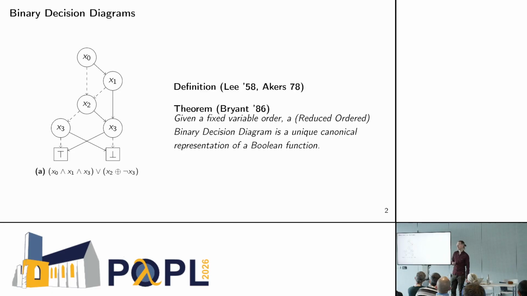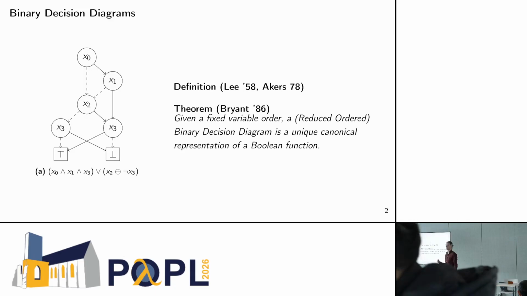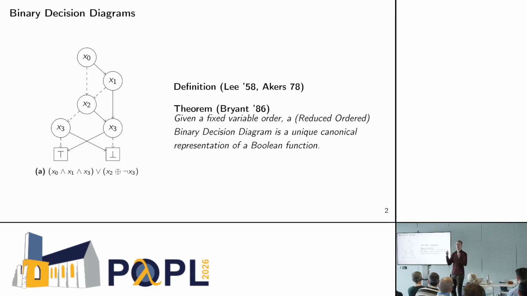The idea that Randy had, building on top of the original definition by Lee and Akers, was to say: what if we have these variables occur in a specific order? In this picture, it's always x0, then x1, then x2, and then x3. What we get out of that, with a few extra tweaks here and there, is a canonical description of the Boolean formula. No matter how you write the formula, if it is functionally equivalent to another one, the BDDs will be structurally the same. So equality checking of Boolean formulae is trivial with binary decision diagrams.